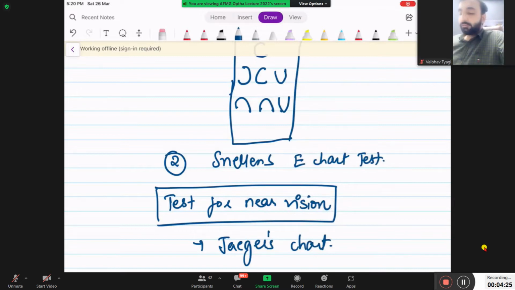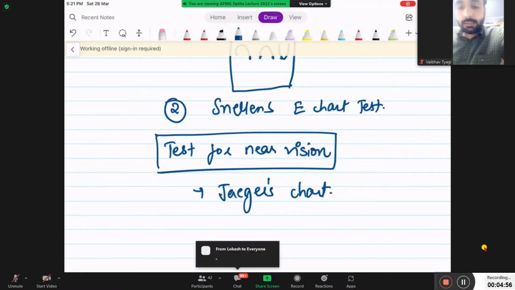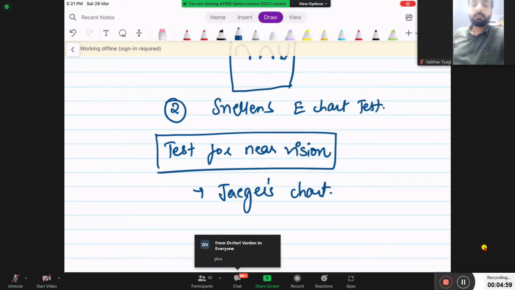Okay. Now, one of the physiological insufficiencies of accommodation we have discussed. Can you please tell me the name of that physiological insufficiency? Answer me in the chat box, please. Presbyopia. Which type of glasses were we prescribing in presbyopia? Plus glasses or minus glasses? Convex. Yes, convex are the plus glasses and concave are the minus glasses.